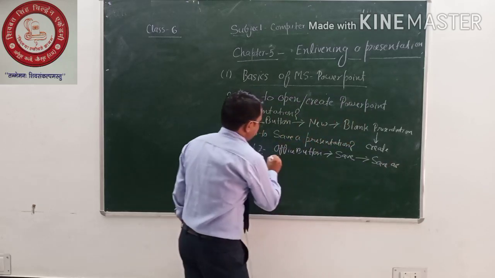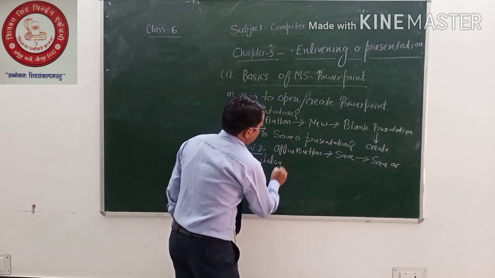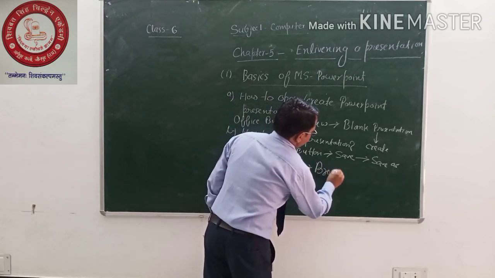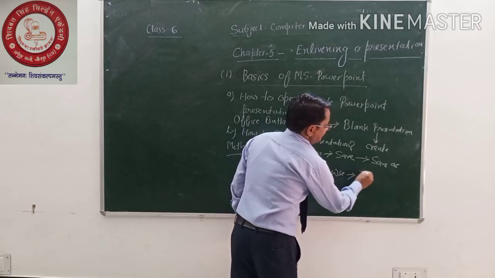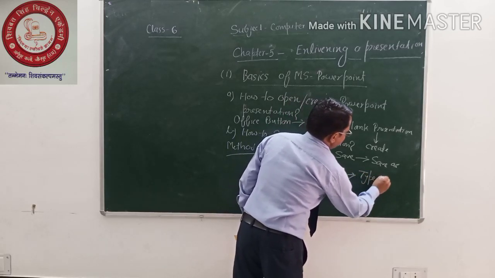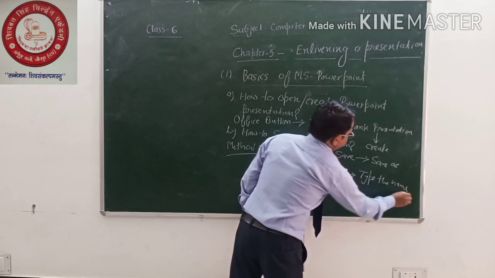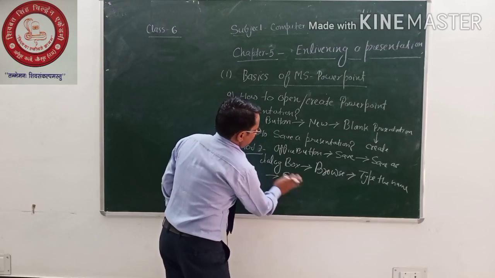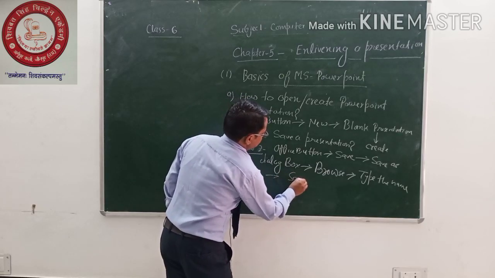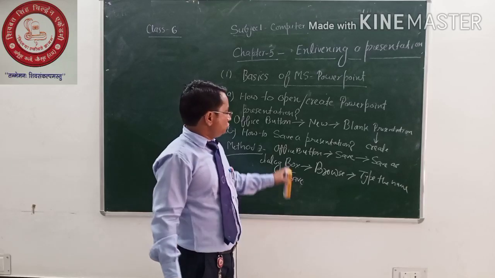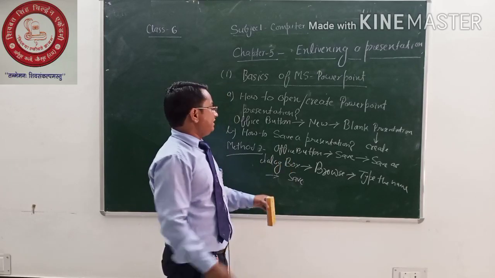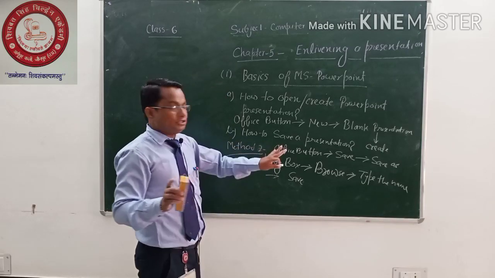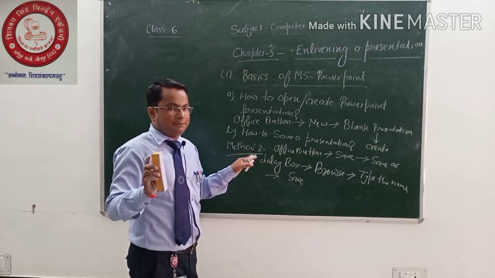After getting the Save As dialog box, you have to do two things. Browse the location where you want to save, type the name of your file, and finally click on the save button. Right, students? So this is the way to save your file. Please keep these steps in mind.